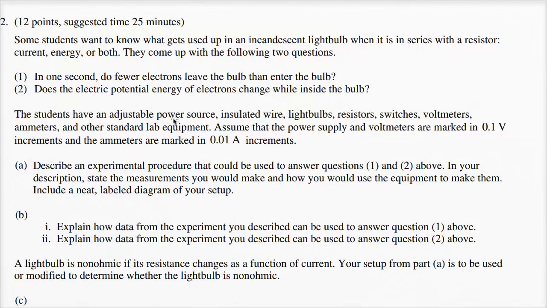The students have an adjustable power source, insulated wire, light bulbs, resistors, switches, voltmeters, ammeters, and other standard lab equipment. Assume the power supply and voltmeters are marked in tenths of a volt increments, and ammeters are marked in hundredths of an amp increments. All right. Describe an experimental procedure that could be used to answer questions 1 and 2 above. In your description, state the measurements you would make and how you would use the equipment to make them. Include a neat labeled diagram of your setup.